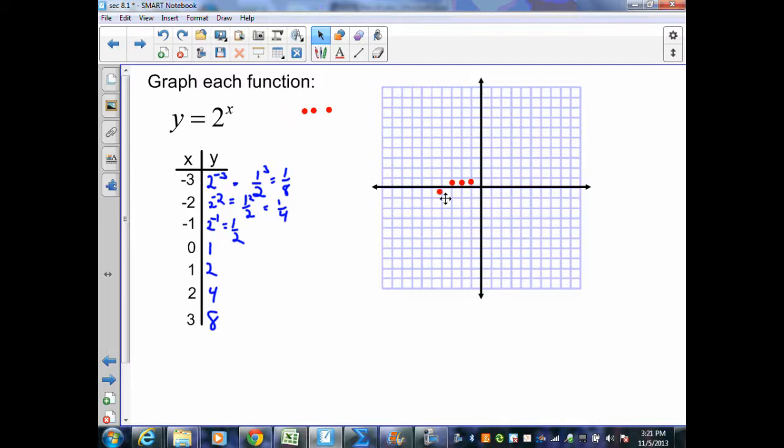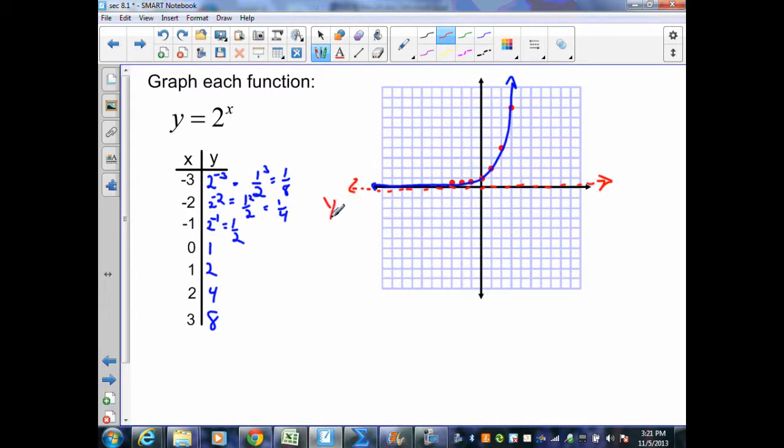0, 1, 1, 2, 2, 4, and 3, 8. And you can see, if I connect my points from left to right, my graph increases, or as we've stated already, my value of b is greater than 1, a growth factor.